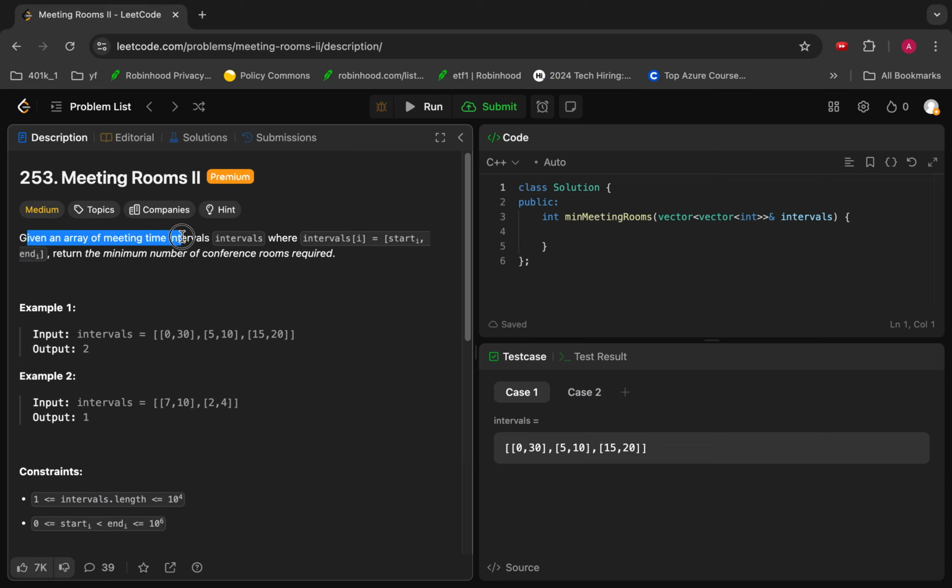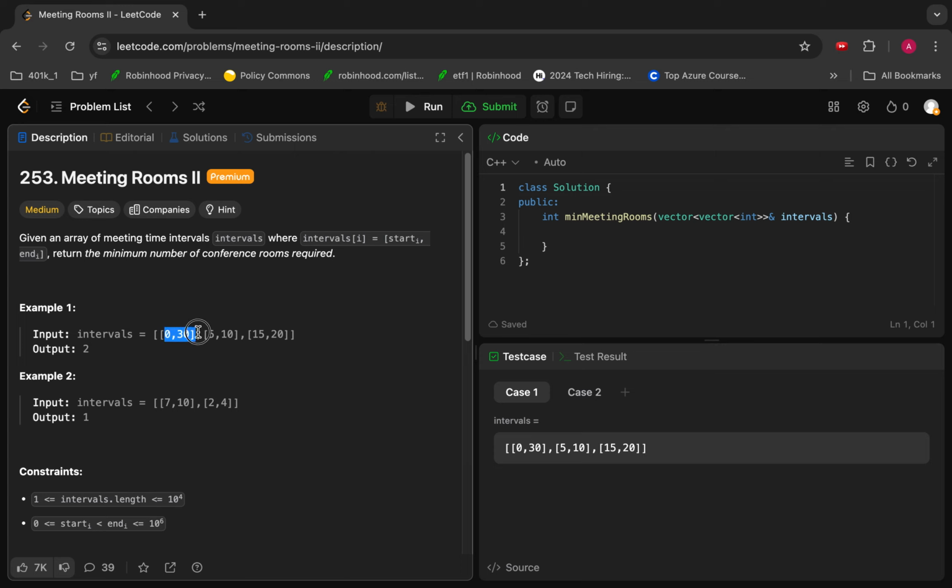253: you are given a set of intervals like 0-3, 5-10 and 15-20. Return the minimum number of conference rooms required. Let us assume the base time starts at 8 o'clock and these are the offsets. So this meeting goes from 8 to 8:30, this one goes from 8:05 to 8:10, and this meeting goes from 8:15 to 8:20. Maybe these are stand-ups, so it's just going for 5 minutes. So you need to calculate the number of meeting rooms required.